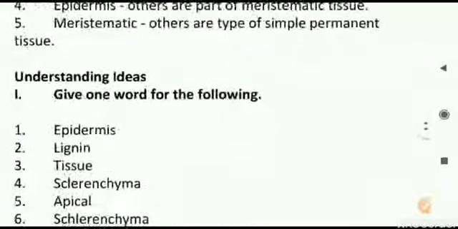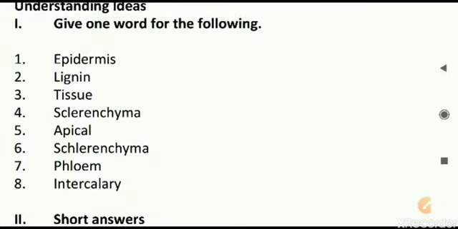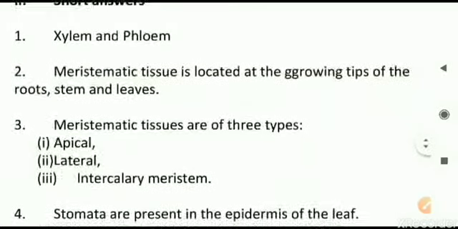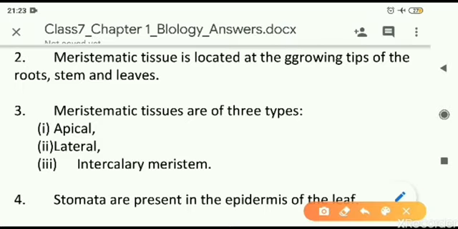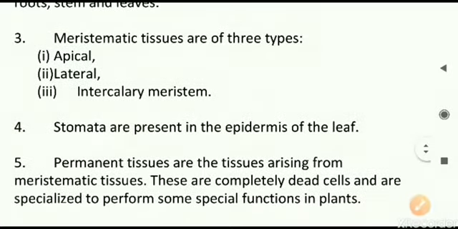Then the remaining questions, give one word. Also you have to note down the answers. Here are the short questions. You have to tell first the complex permanent tissues, that is xylem and phloem. Next, the location where the meristematic tissue is present: at the growing tips of the root, stem and leaves. You can correct the spelling. Then the meristematic tissue types: apical, lateral and intercalary.